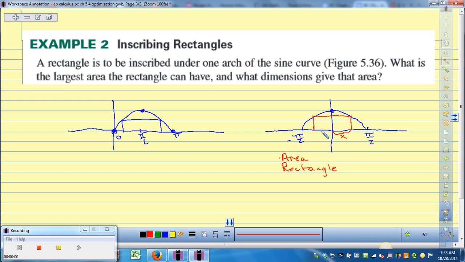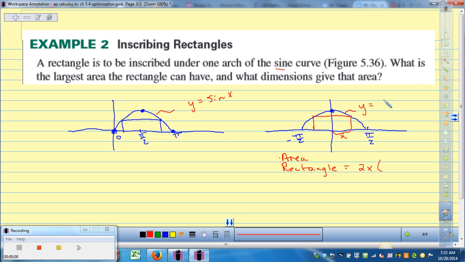So my width will be what? 2x. What about my height? Height will be what? F of x, which is? What's the function? Well, it's sine, but we need to think about what we did with that equation. So this is y equals sine of x. And I shifted it pi halves to the left. So what is the equation for this function?